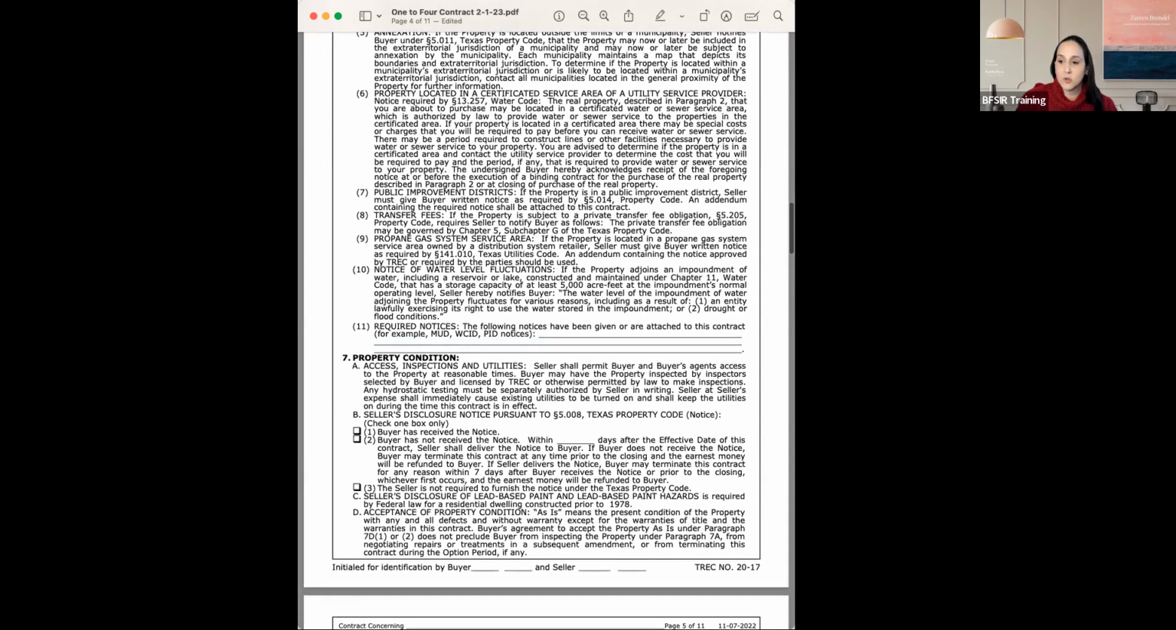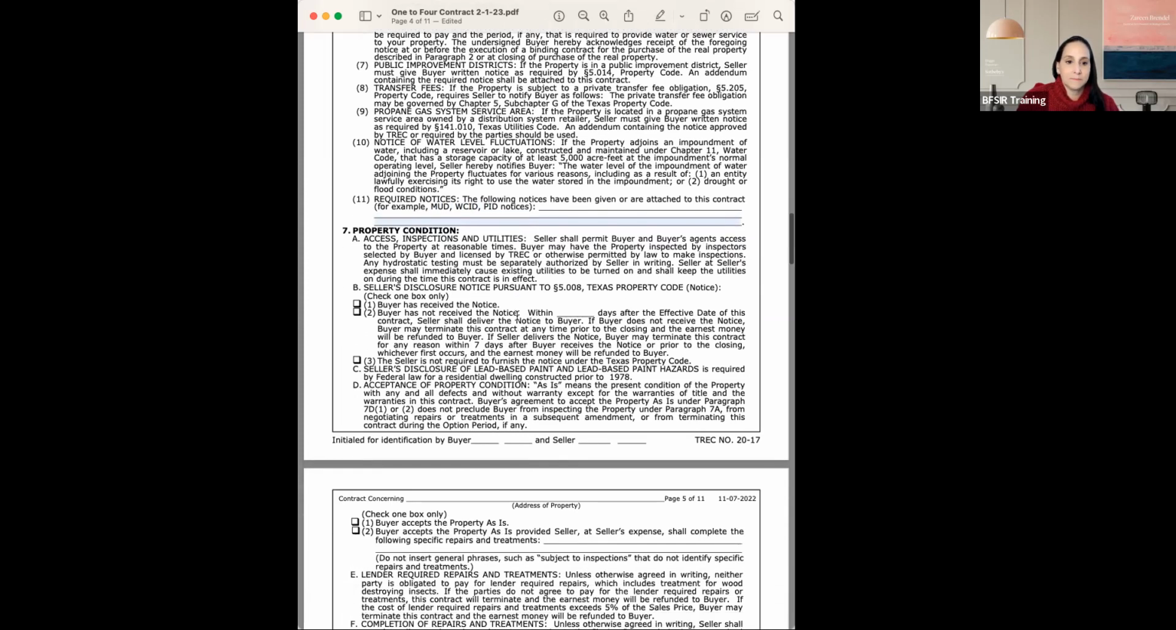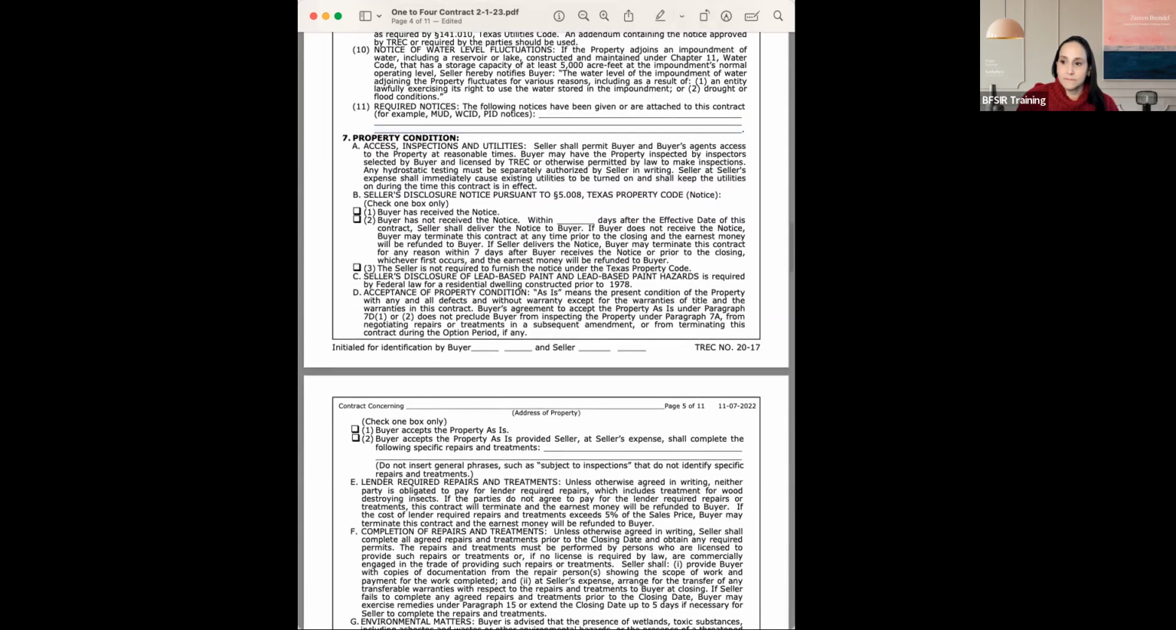And then here, this is new, this Section 11. Now there are required notices for MUDs and PIDs and these things. So you have to say the following notices have been given or are attached if the property is in one of these. In theory, your seller should know if the property is located in one of these because it's going to be on their taxes. And then you have to give the documentation about that. Okay, so paragraph 7, the first few paragraphs have not changed.